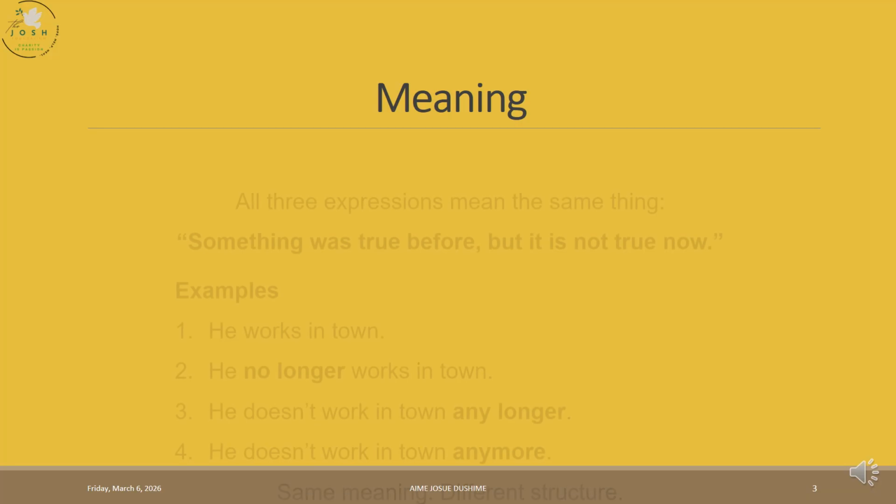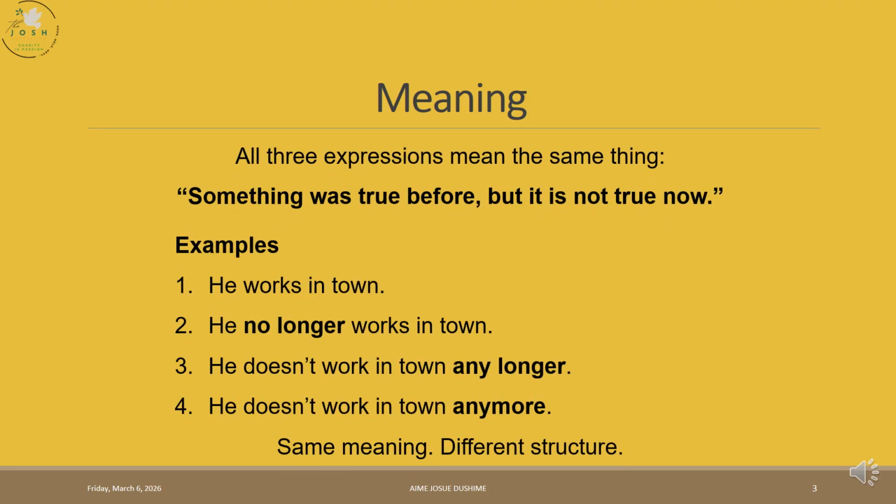Start with the meaning. All the three expressions mean the same thing. When I say any longer, no longer, and anymore, they all have the same meaning. It means that something was true before, but it is not true now.